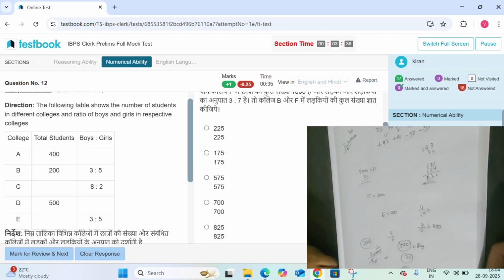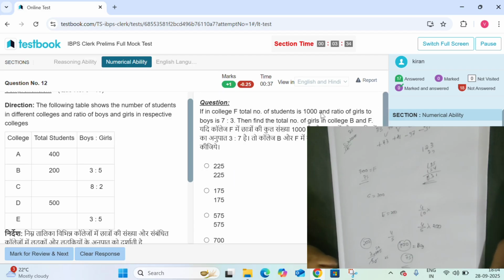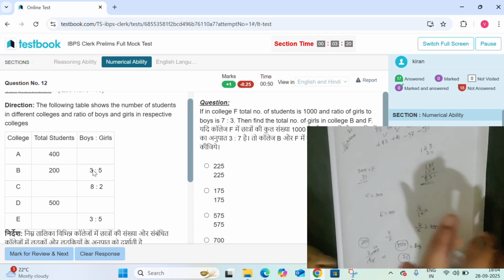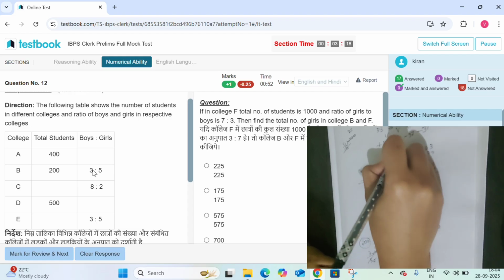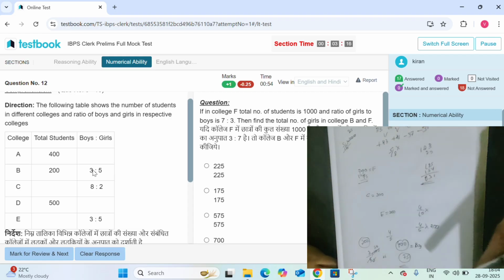No, that is not in the options. Ratio of girls to boys, girls is 700. Find the total number of girls in B and F. So F is 700, correct. And coming to B, girls is 5 out of 8 into 25 into 5, 125. That means 825 is the answer.